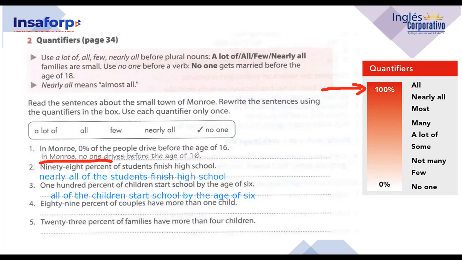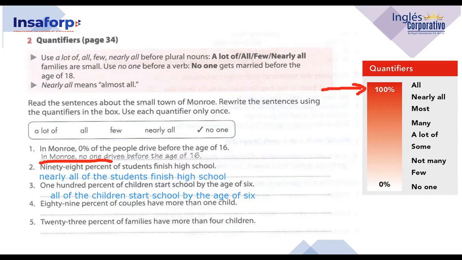Have more. Sorry, voy a ver bien. Sería number 4, sería one child have more, no. So, have more than 89% of hopeless. Okay. Thank you so much.